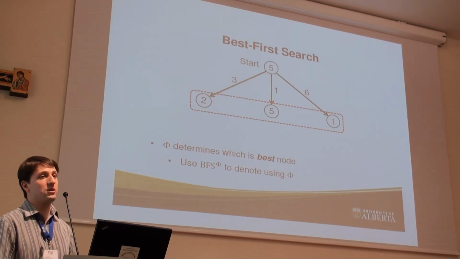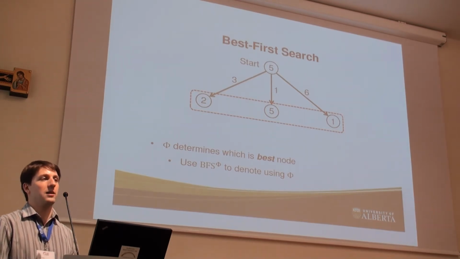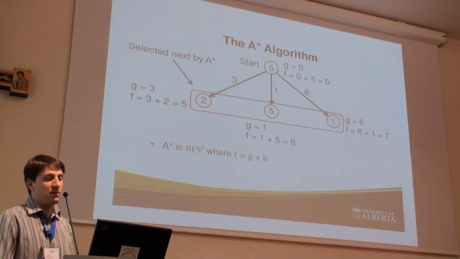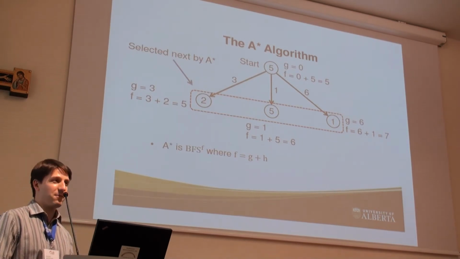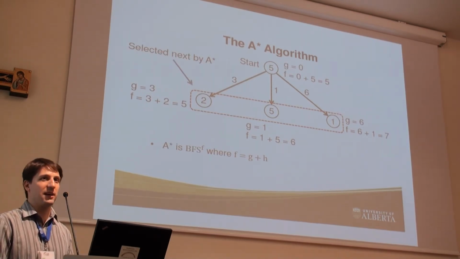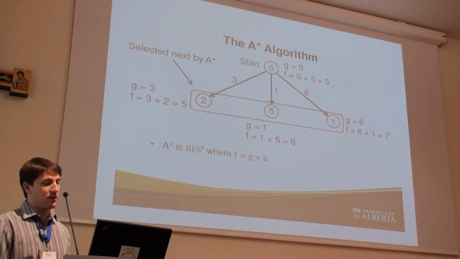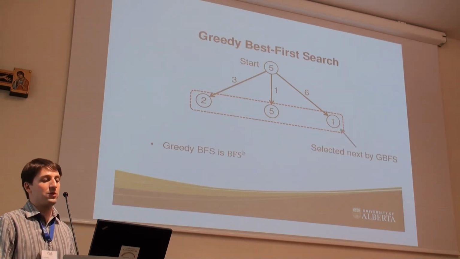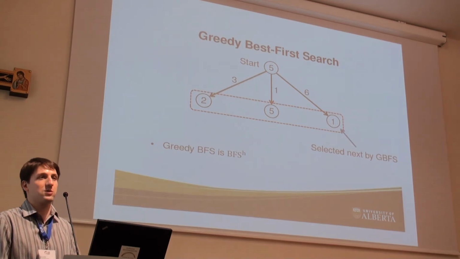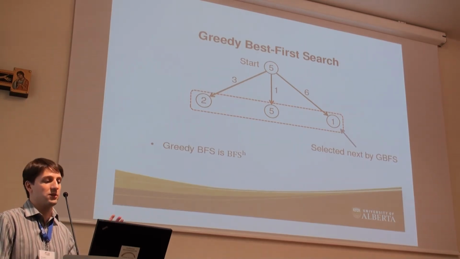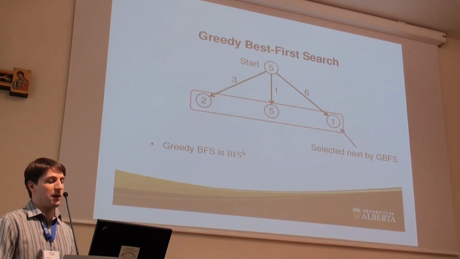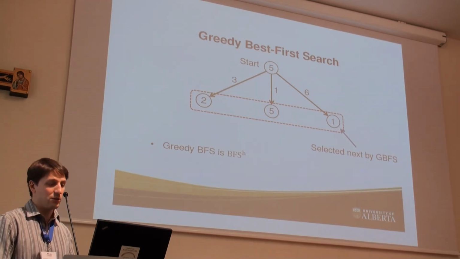I'm going to use this notation here, BFS phi, to indicate I'm talking about a best first search that is using evaluation phi at that particular moment. So for example, A star is BFS F, where F is just G plus H, and that's the node it would select there. Your evaluation function can use whatever information you would like. For example, greedy best first search basically says, I'm going to ignore the G cost of nodes and focus only on H. So greedy best first search is BFS H.